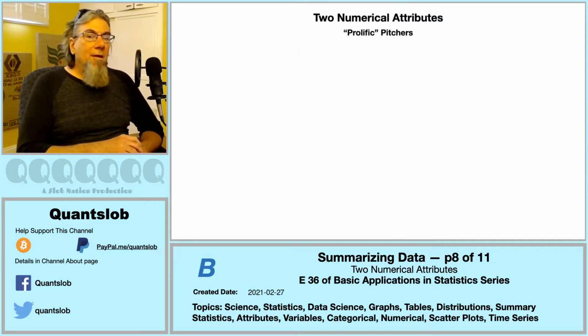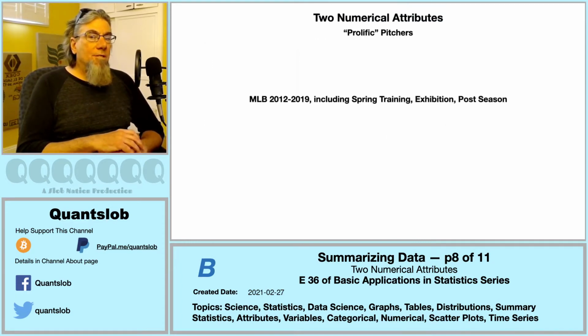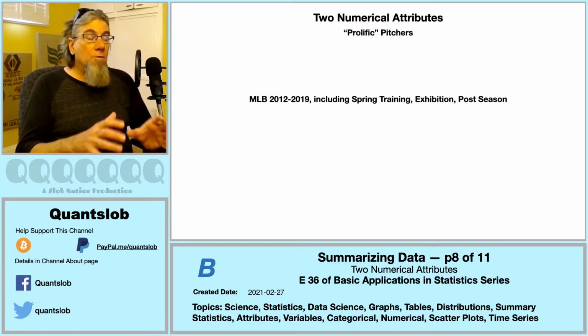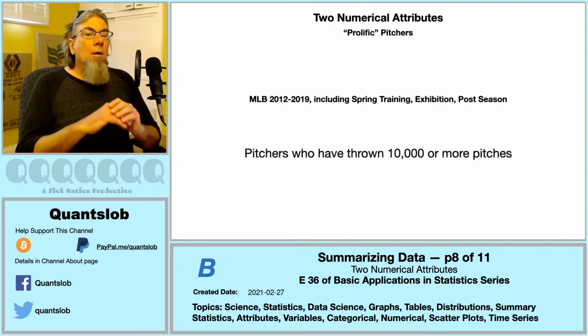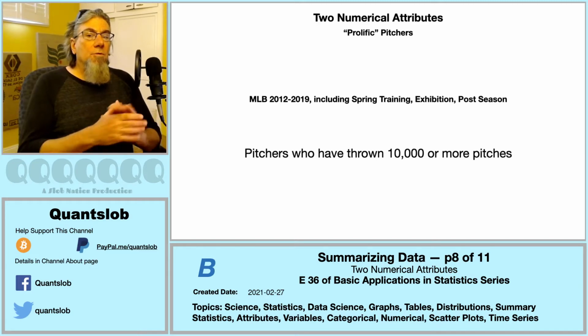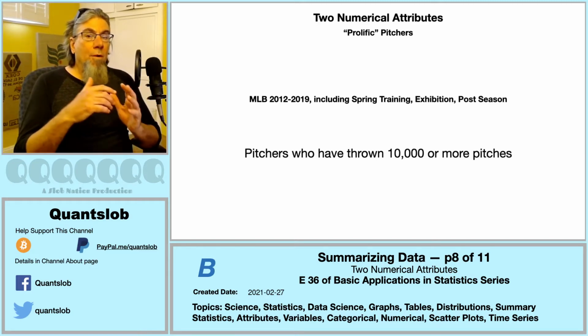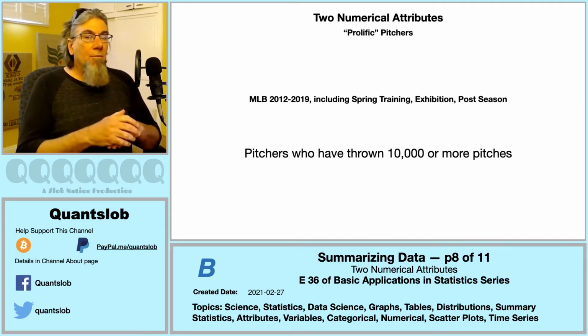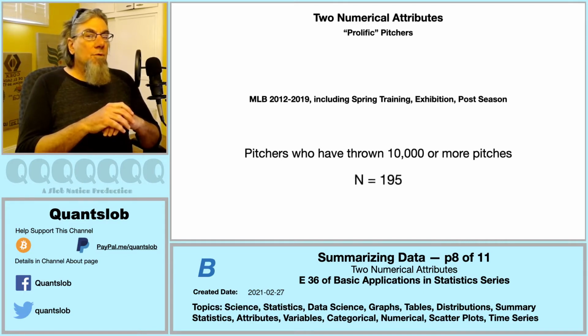Now, for the sake of an example of a scatter plot, we're going to return to our Major League Baseball data set. However, we're going to refactor or transform our data set. We're going to identify what we're going to call prolific pitchers. And we're going to define a prolific pitcher as a pitcher who has, over the 8 years of our data set, thrown 10,000 or more pitches. And it turns out that there are 195 prolific pitchers in our data.